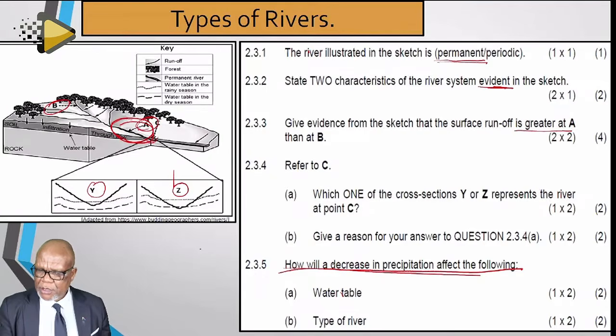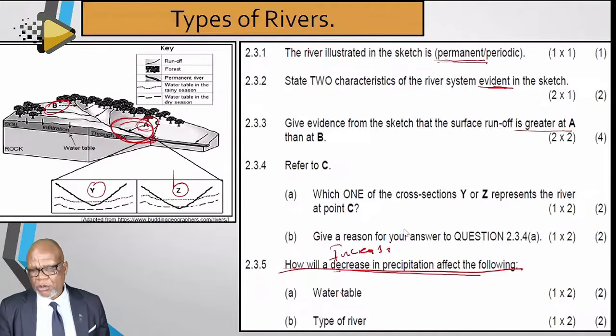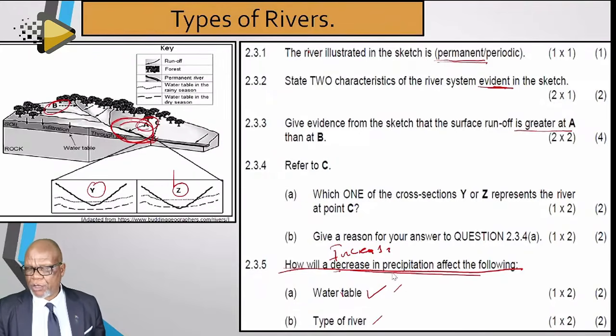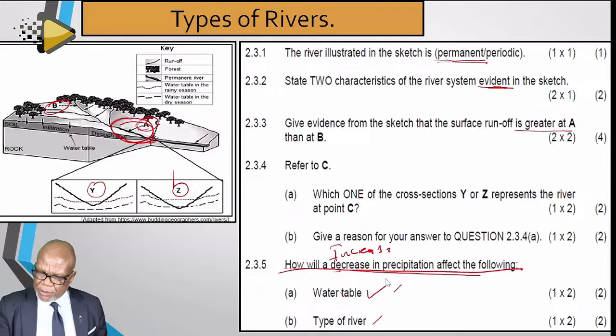Now, if the question is not saying decrease, when it says increase, you're going to give the different reason. Let's say the examiner does not say how will a decrease, it says how does the increase in precipitation. Now it's what will happen to the water table. The water table is going to go higher and the river will flow throughout the year. Now this is an application question.